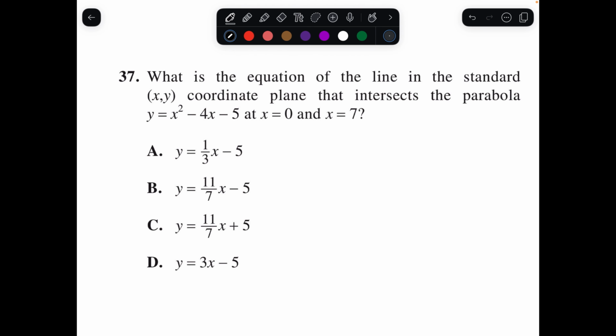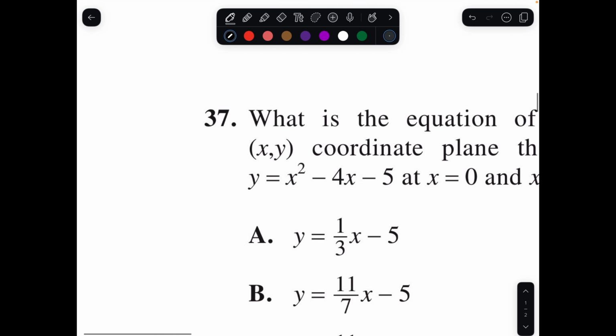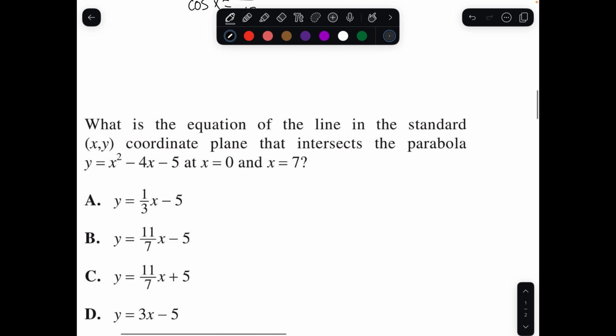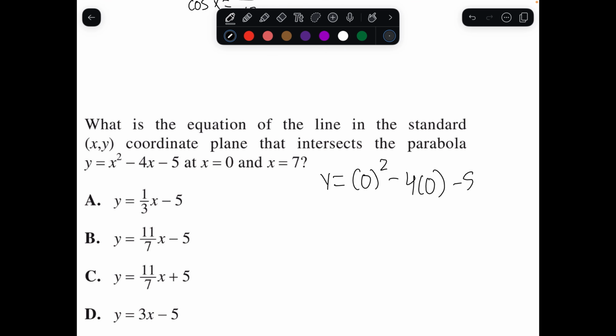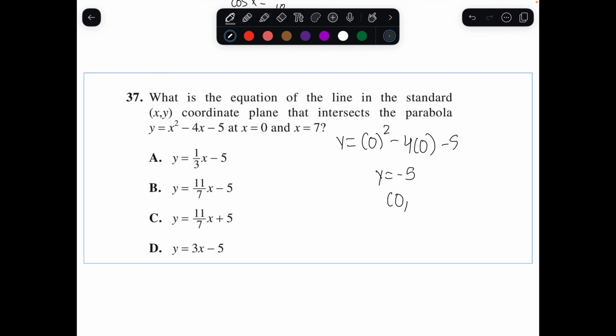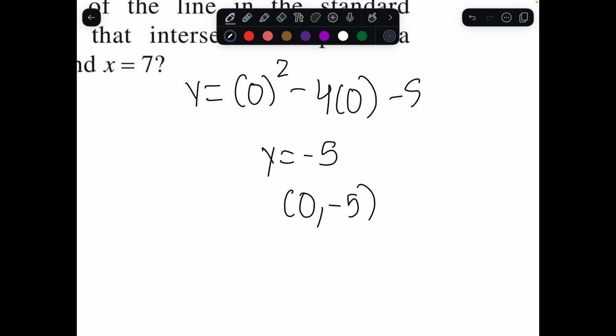So what I would do first is figure out the points on the parabola by plugging in x equals 0 into this equation and x equals 7 into this equation. So if I plug in x equals 0, 0 squared minus 4 times 0 minus 5, I get y equals negative 5. So one of the points on the parabola is 0, negative 5.